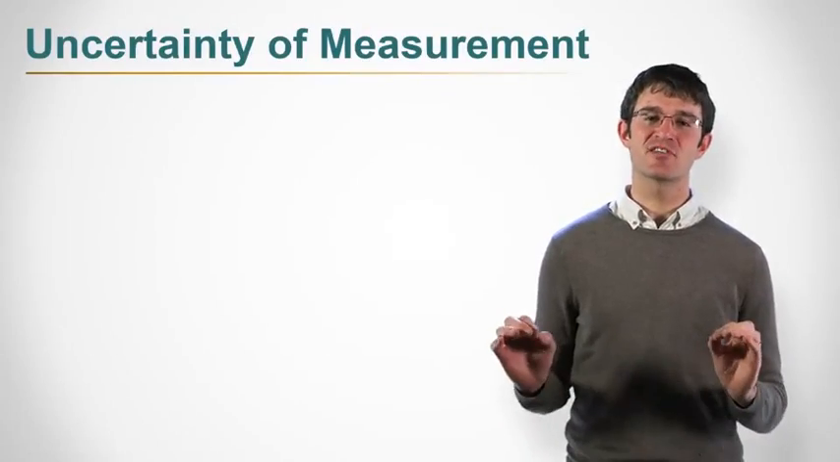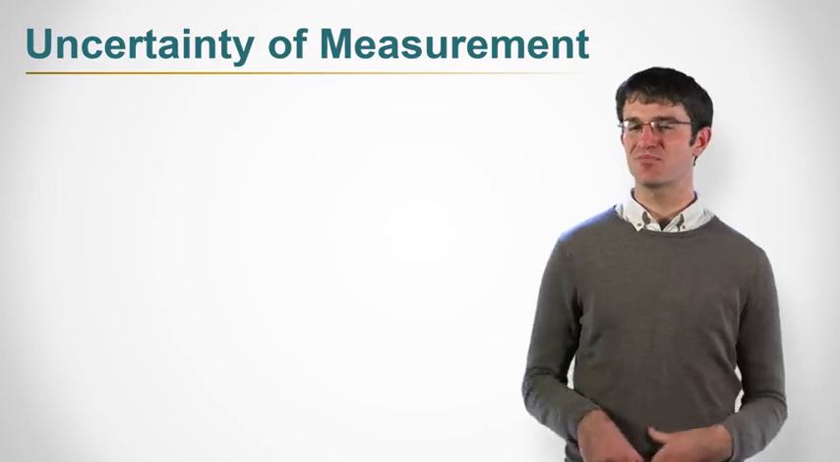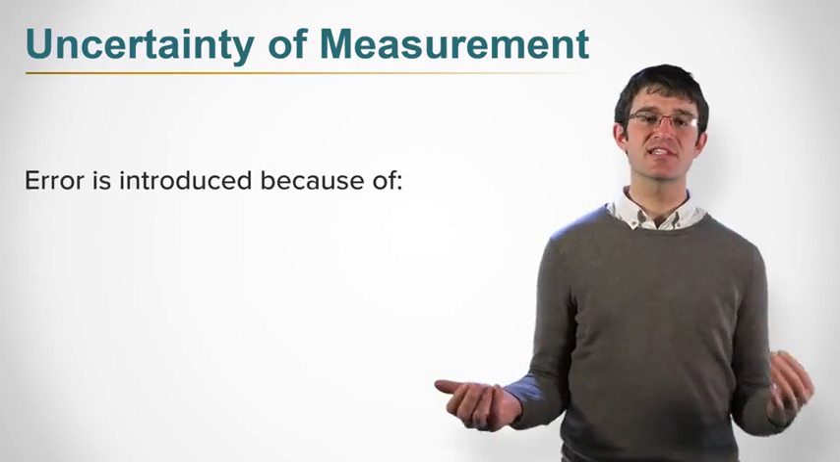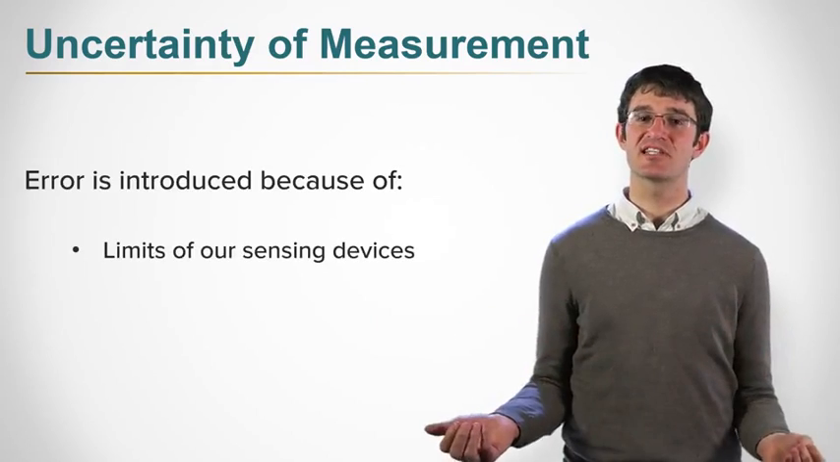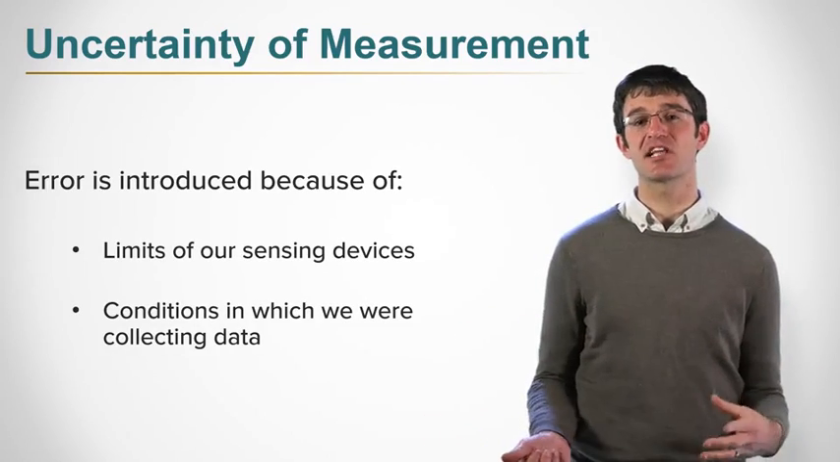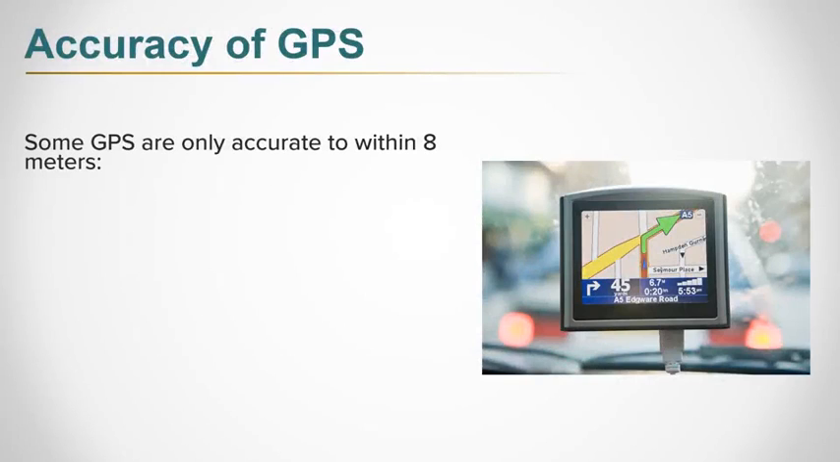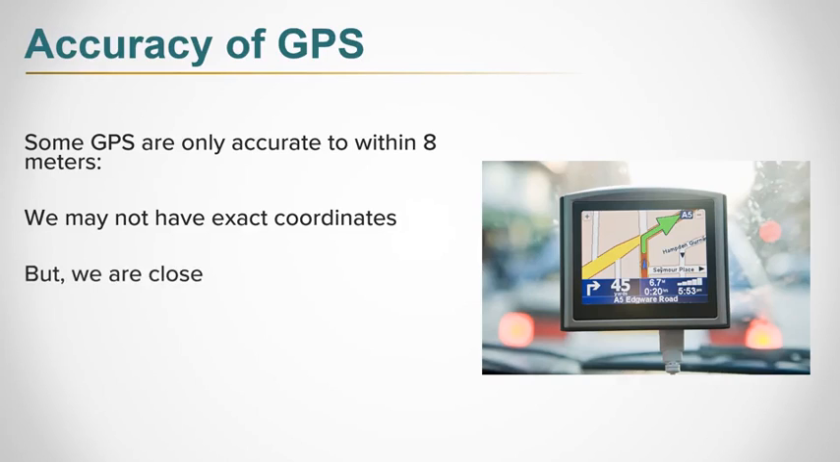The first type of uncertainty, in measurement, is probably the easiest type to understand intuitively. This is the error that is introduced because of the limits of our sensing devices or because of the conditions that we were collecting our data in. For example, some GPSs are only accurate to within about 8 meters or so. Within that area, we can't say for certain that the coordinates we have are the exact coordinates, whether they're here or whether they're here. But we know we're close.